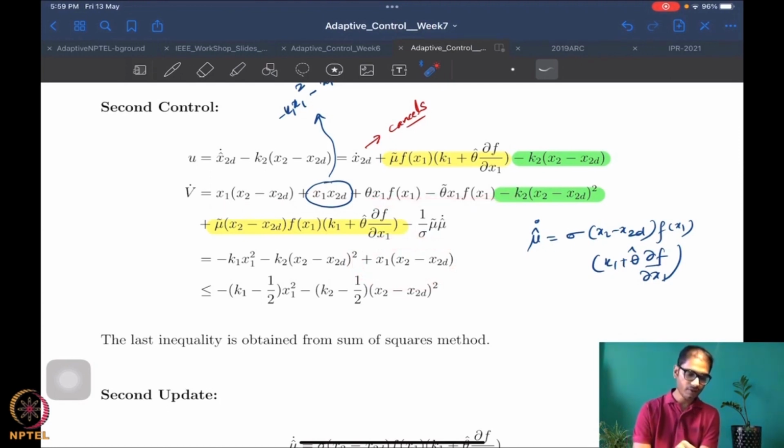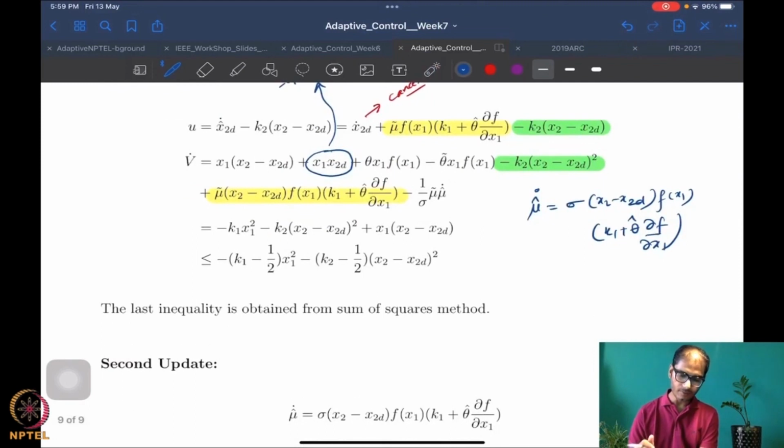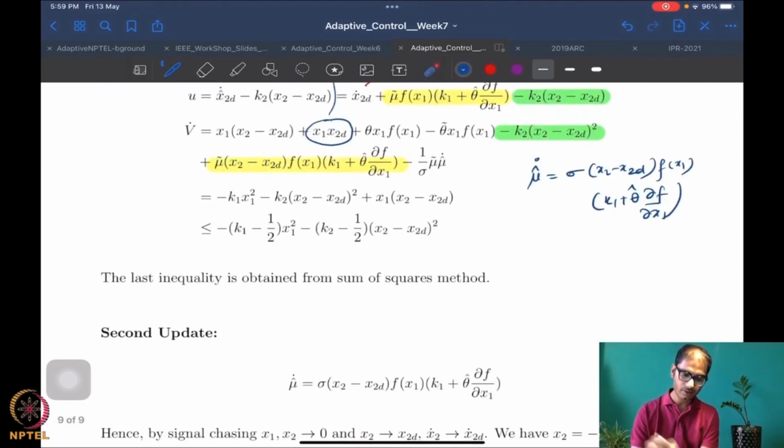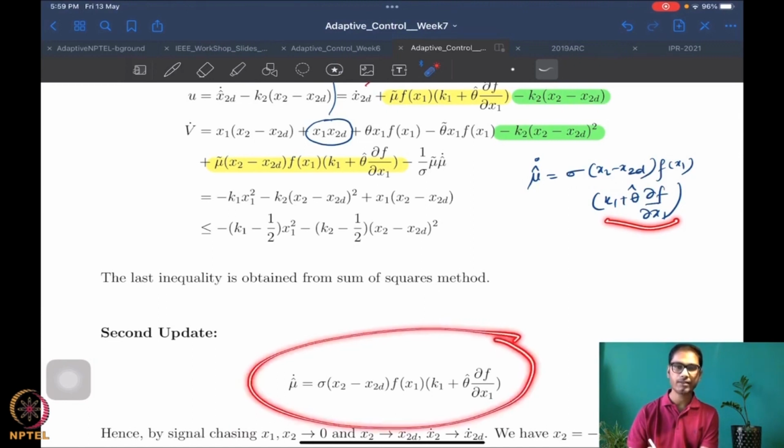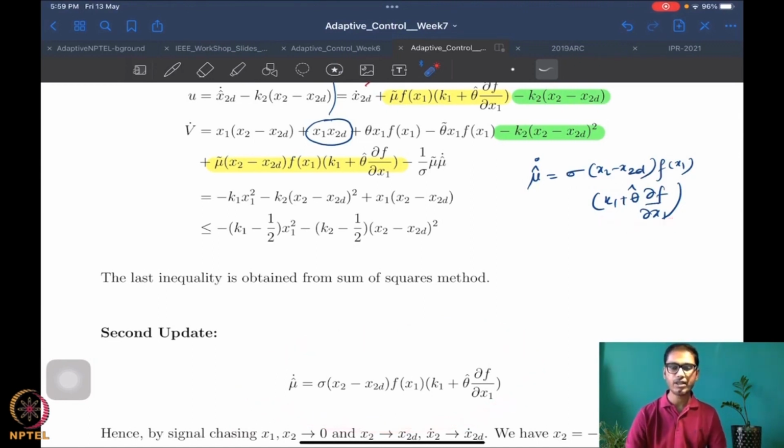Okay, and then what? So that's what is sort of written here. You see, this is the update law: sigma (x2 minus x2 desired) (f(x1) k1 plus theta cap del f del x1). So this is exactly what is left here, as you would expect. And from here to here, of course, this is sum of squares.